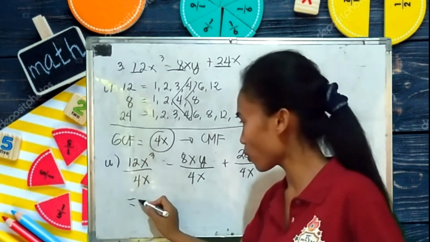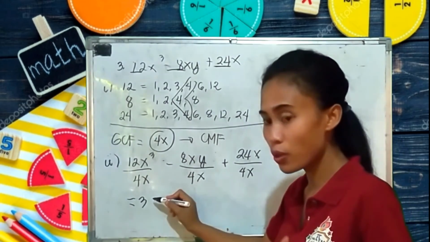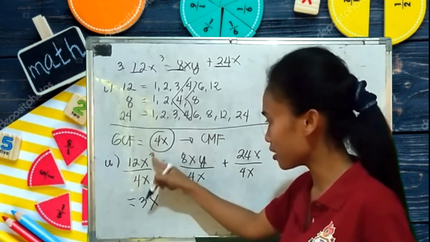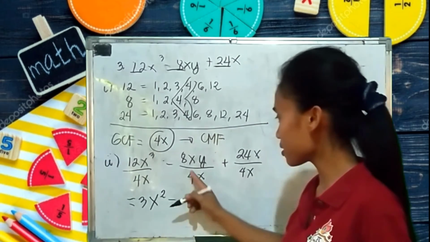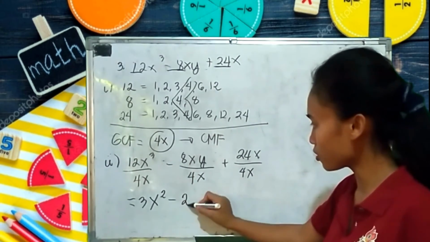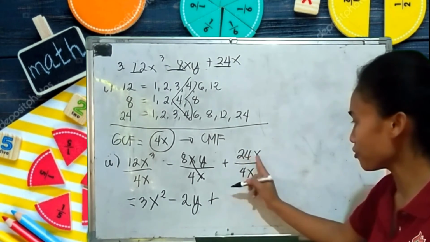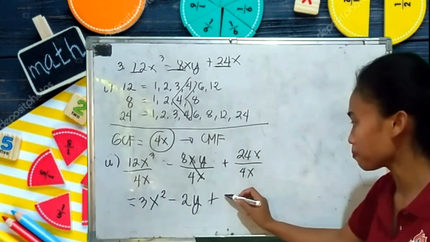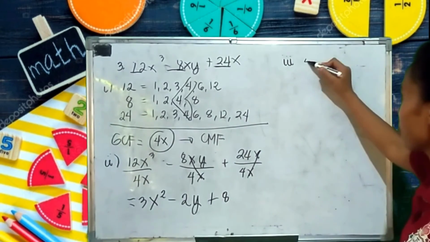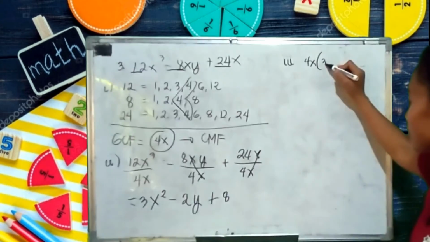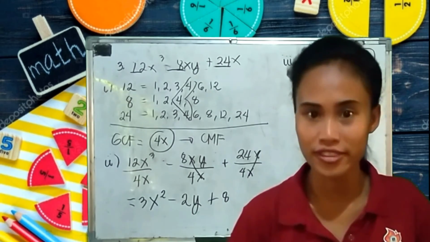So 12 divided by 4 is equal to 3. X cubed divided by x. By your law of a quotient, you copy the base and then subtract the exponents. So 3 minus 1, that is 2. And then minus negative 8 divided by 4, that is equal to negative 2. Cancel that out and so you have y. And then finally, 24 divided by 4, that is equal to 6. Then we write the CMF and the other factor as products. So 4x times the quantity 3x squared minus 2. So that is our example number 3.